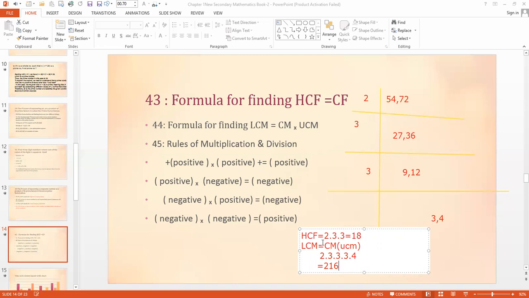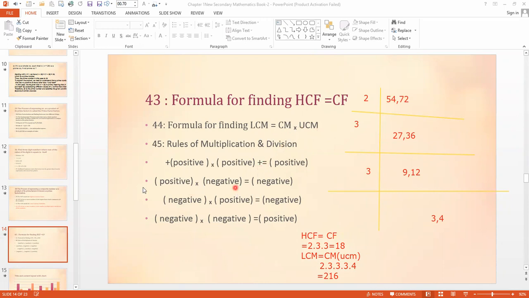Now I write the formula for HCF also: HCF is equal to common factor. This method is used for numbers which are longer, and it is called the table method. Clear to all? The formula for finding HCF is common factor, and the formula for finding LCM is common multiple multiplied by uncommon multiple.